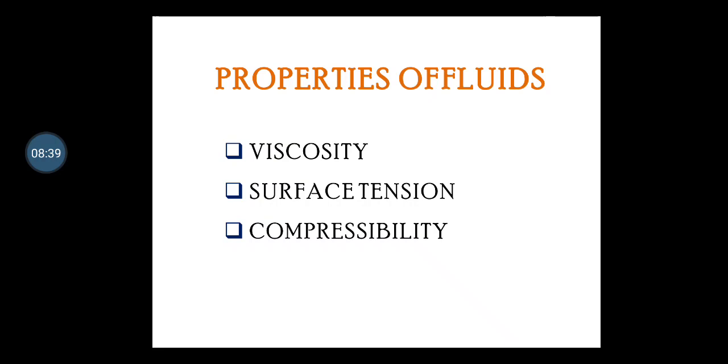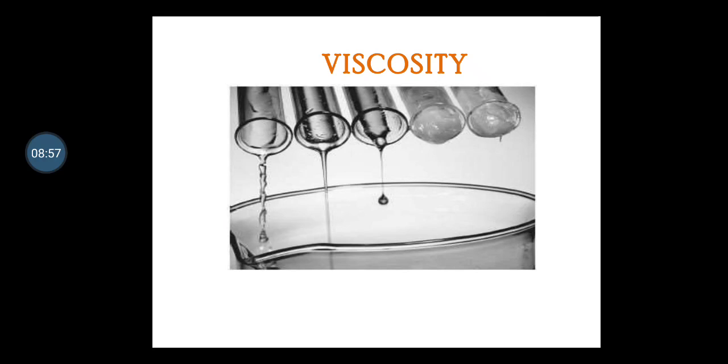So on the basis of the properties I have told you in the last slide, there are three properties which are mainly responsible for the flow of fluid: one is viscosity, surface tension, and compressibility. In the next diagram, on viscosity, we can see different types of test tubes.